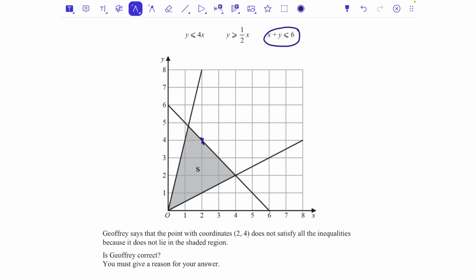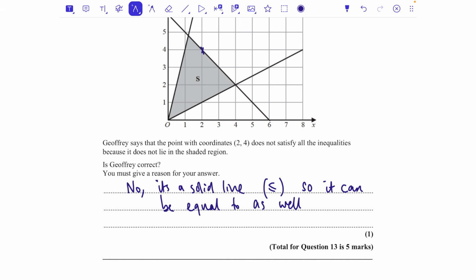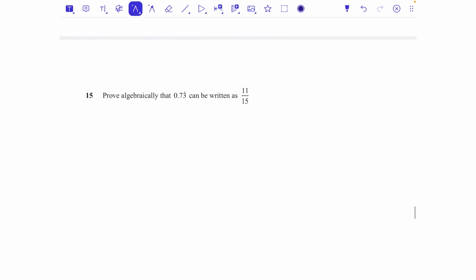And even if we substitute in those points, 2 add 4, that's your x coordinate add your y coordinate, it is less than or equal to 6. So I think Jeffrey thinks that if it's on the line, it's no good. But because it's equal to, as well as being less than, it can be on the line. So we're going to say, no, it's a solid line, less than or equal to, so it can be equal to as well. So it can lie on the line. Absolutely fine.